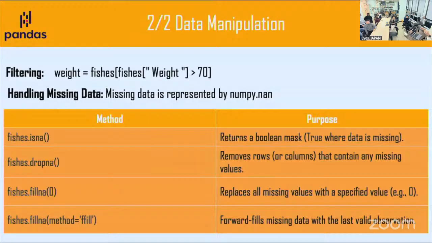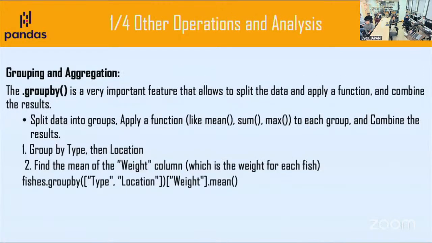So if the last value was 70 and the next one is not a number, this not a number will become 70 if you use ffill. Okay, as you can see.